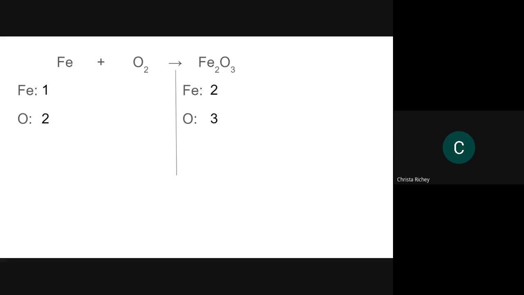But then when I come down to the oxygen, the left side has 2, the right side has 3. When you have an odd on one side and not the other, you almost always start by doubling the odd. Oxygen is always your biggest pain in the butt. It causes problems left and right. The first number that these two both divide into evenly is 6.